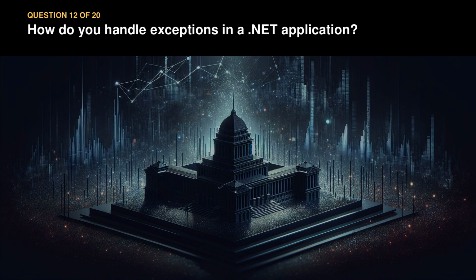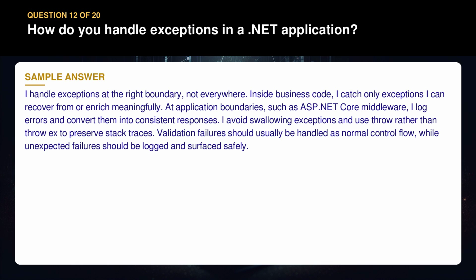Question 12. How do you handle exceptions in a .NET application? I handle exceptions at the right boundary, not everywhere. Inside business code, I catch only exceptions I can recover from or enrich meaningfully. At application boundaries such as ASP.NET Core middleware, I log errors and convert them into consistent responses. I avoid swallowing exceptions and use throw rather than throw ex to preserve stack traces. Validation failures should usually be handled as normal control flow, while unexpected failures should be logged and surfaced safely.